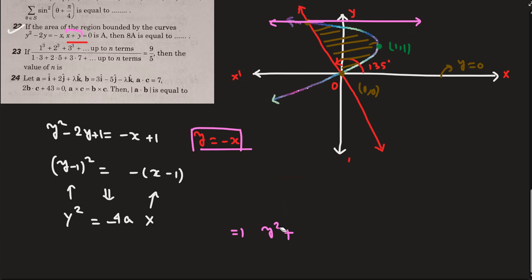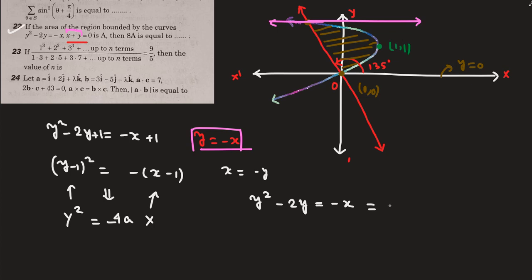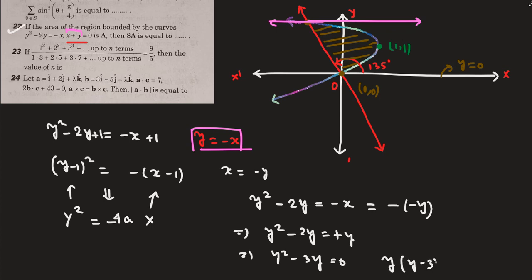My target is to find out the y value. So now x is equal to minus y. I want to put this value x equal to minus y in the parabola's equation, y square minus 2y minus x. So this minus x becomes y. So what we have, y square minus 2y is equal to y. So y square minus 3y is equal to 0. Taking y common, y minus 3 equal to 0. So we have y equal to 0 or y equal to 3.